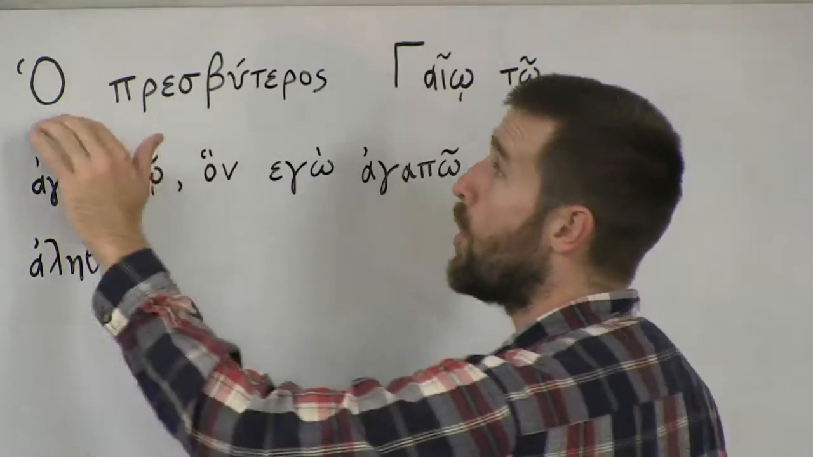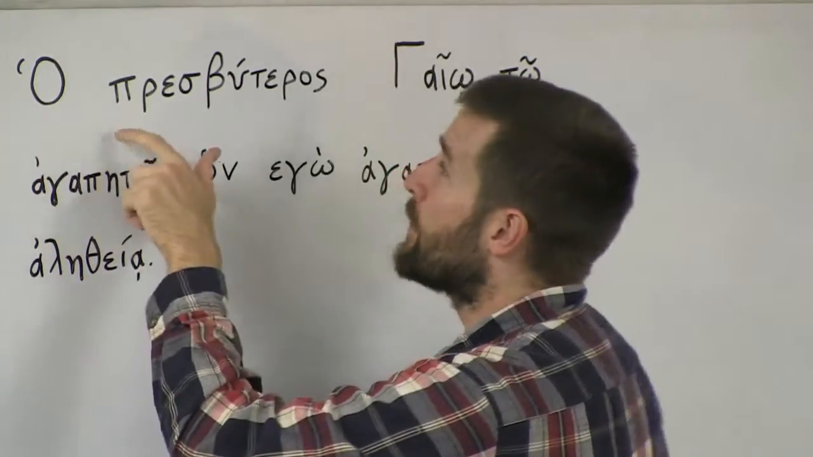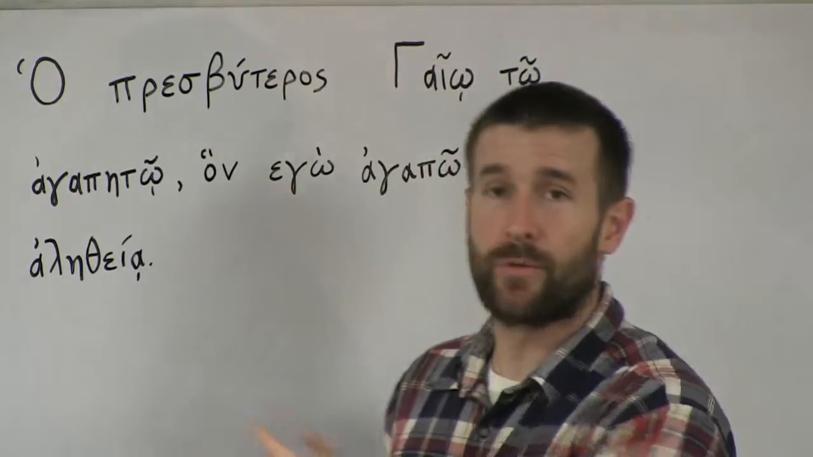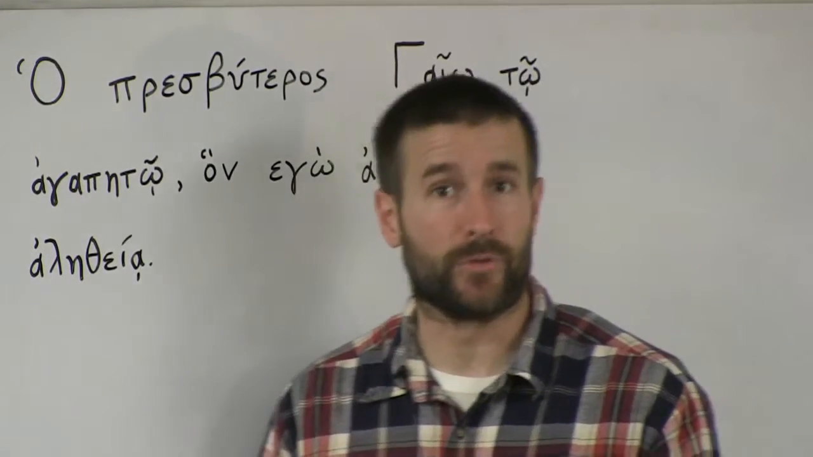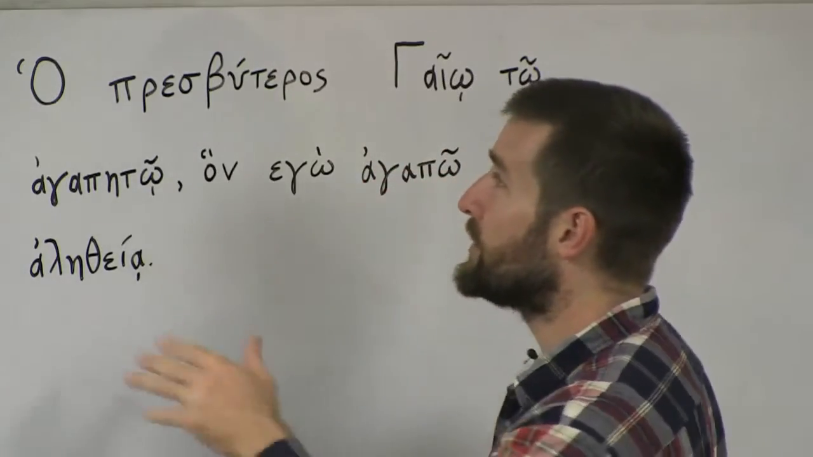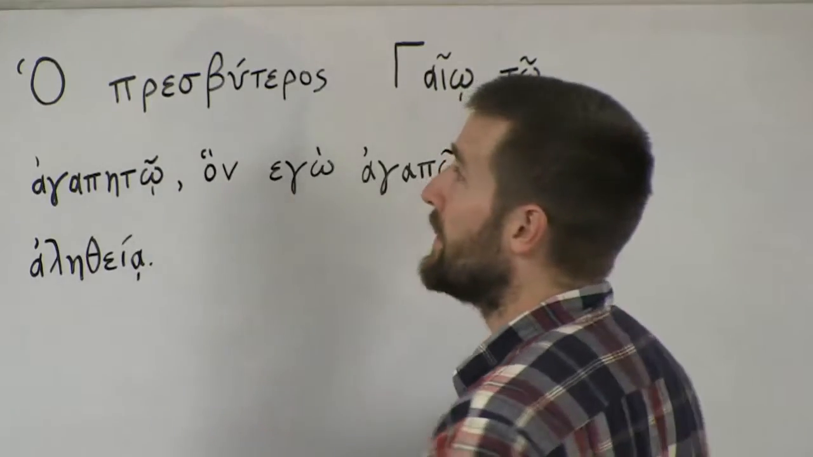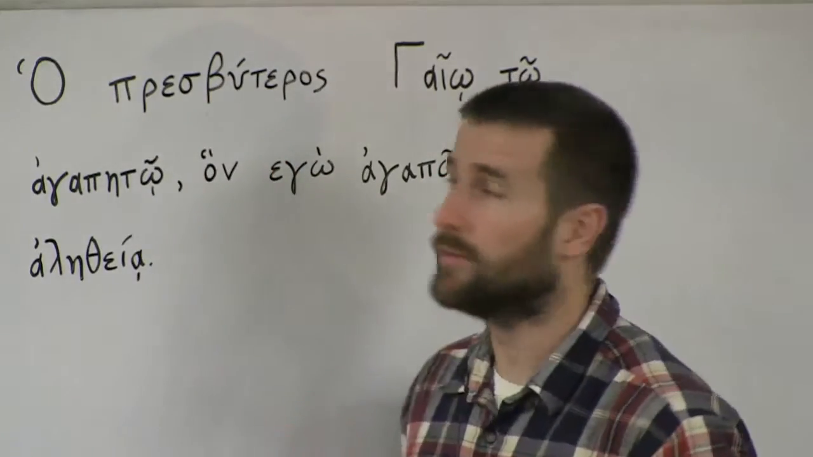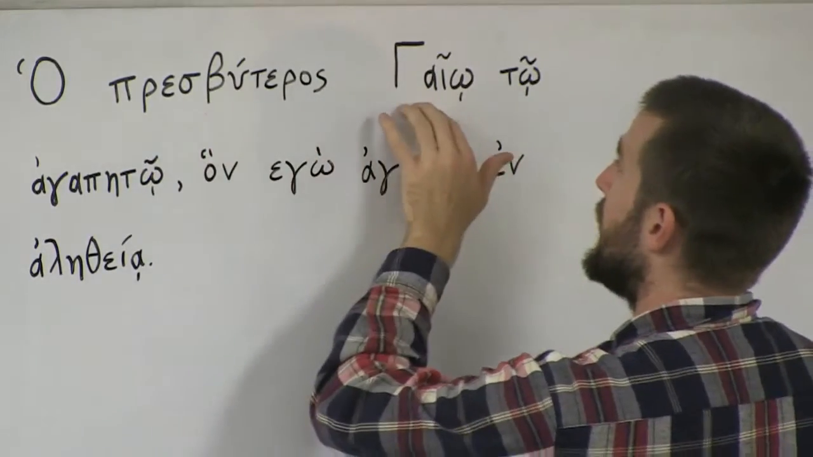This first term, o presbyteros, we know that o means the, of course. Presbyteros means the elder, okay? And it's easy to remember because you can think of Presbyterian churches. They're ruled by elders, okay? Throughout the New Testament, this term is used quite a bit. In the King James, it's elder. This term is also used just to talk about one person being older than another, okay? So, o presbyteros, the elder, Gaio.